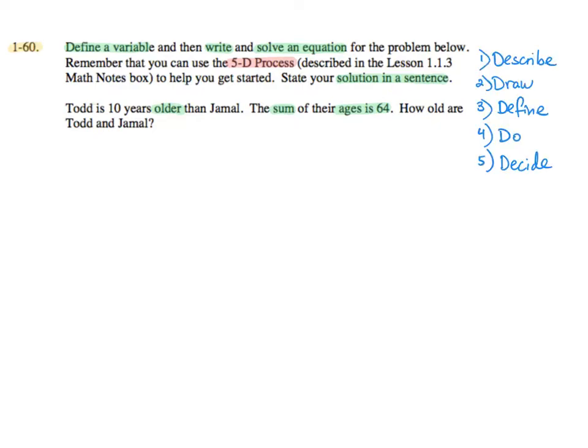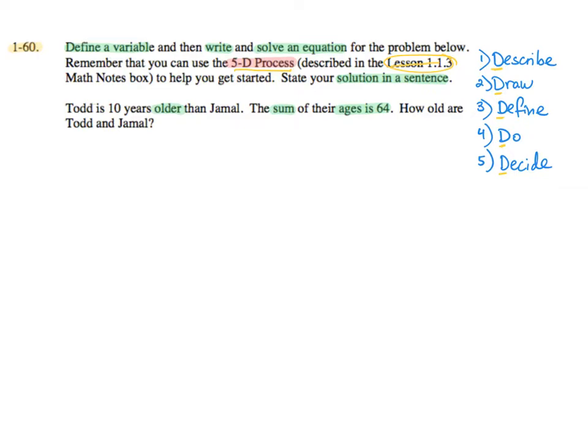So I went back to lesson 113 and I read about the 5D process. So the first D stands for describe. The second D is for draw. Third is for define. Fourth is for do, so do the work or solve an equation, and the last D is decide. So I'm going to follow this process while I'm creating the situation.